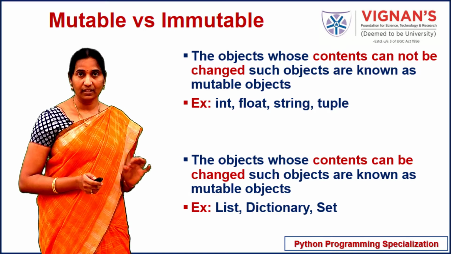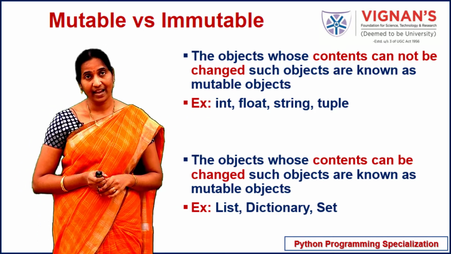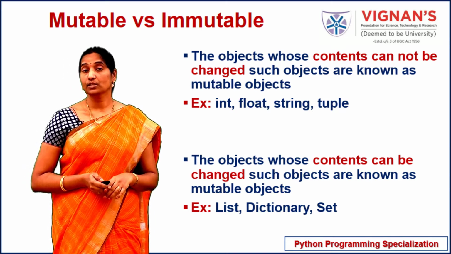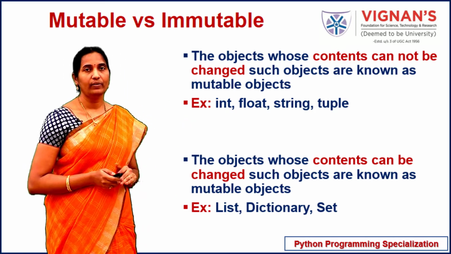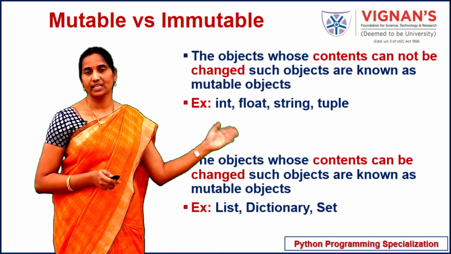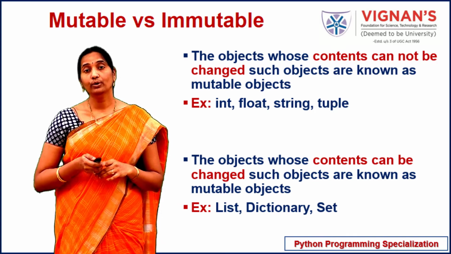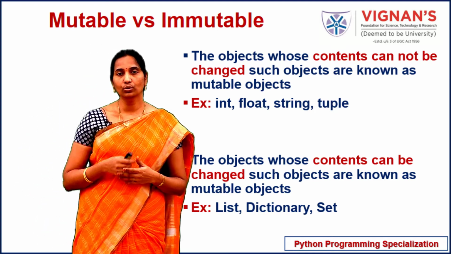So remember one thing: integer, float, string, and tuple are considered immutable types, as it is not possible to update the contents of these types. Whereas the data objects created using list, dictionary, and set are treated as mutable types, because once you create them, they are allowed to change.